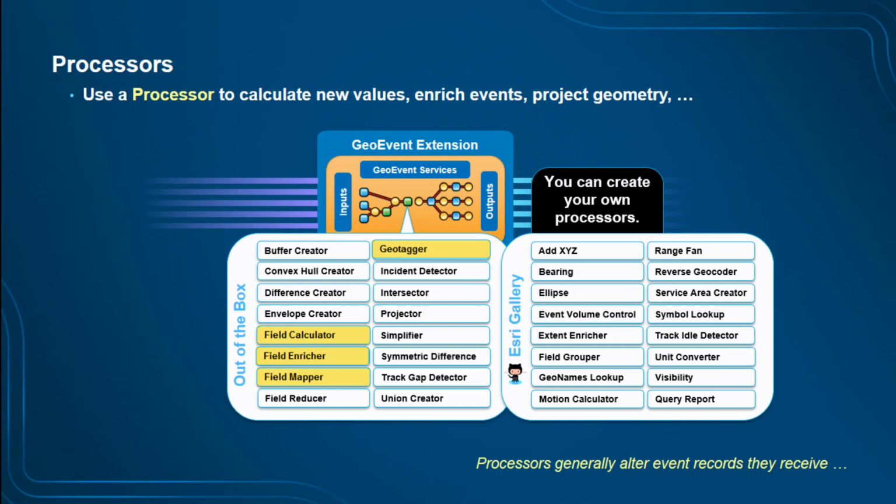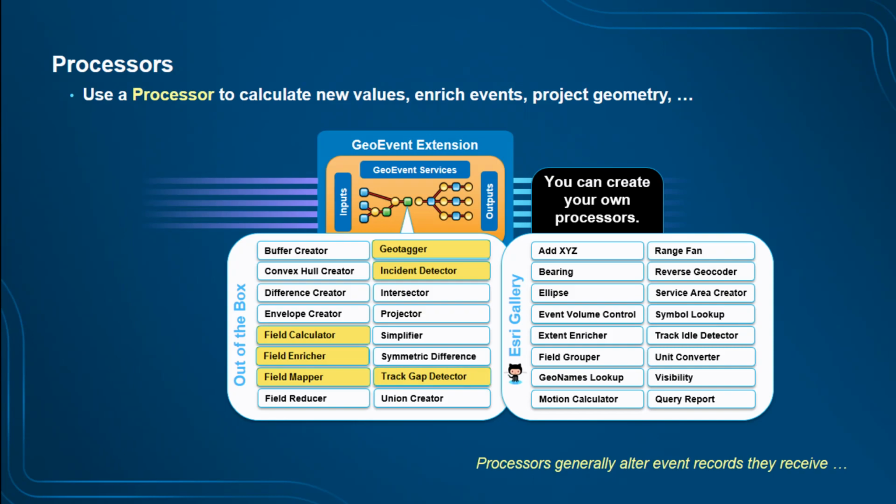A geotagger works with geofences to identify spatial coincidence, such as inside or outside, and enriches the event with the name of the geofence that the event record shares a commonality with. An incident detector is one of the monitors that uses a filter expression. When that filter expression is true, such as vehicle outside area or vehicle speed greater than 50, it can open up a new incident record and begin tracking the duration of that incident.